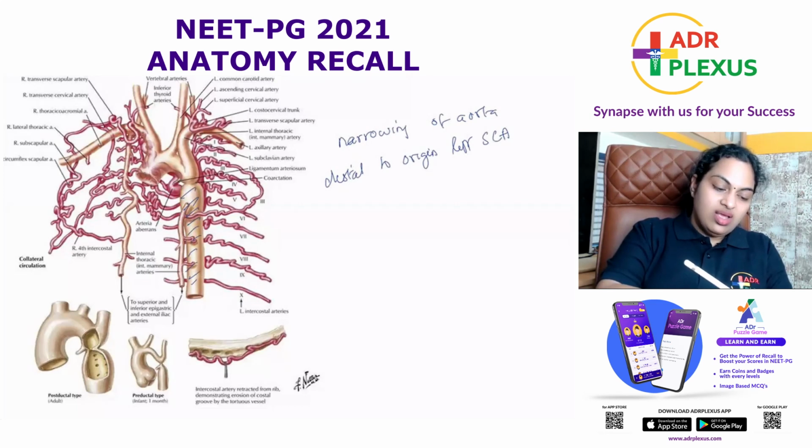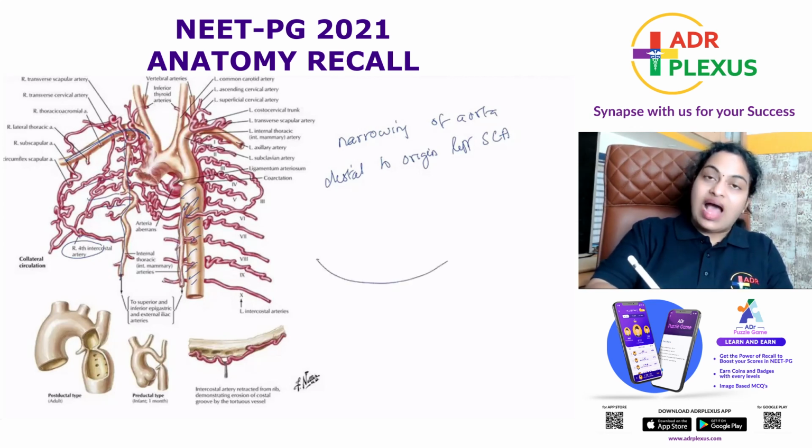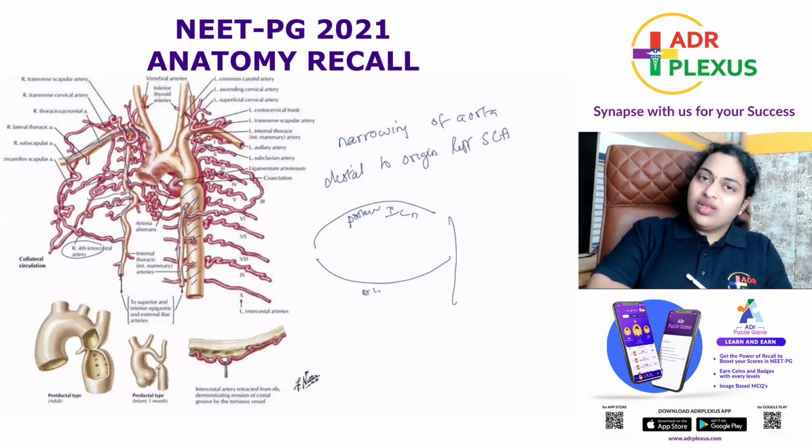So you see the subclavian artery here and the internal thoracic coming from the first part of the subclavian artery. The internal thoracic artery is going to give rise to the anterior intercostal arteries, right? These anterior intercostal arteries, which arise from the internal thoracic artery, are going to anastomose with posterior intercostal arteries. The posterior intercostal arteries arise from the descending aorta.